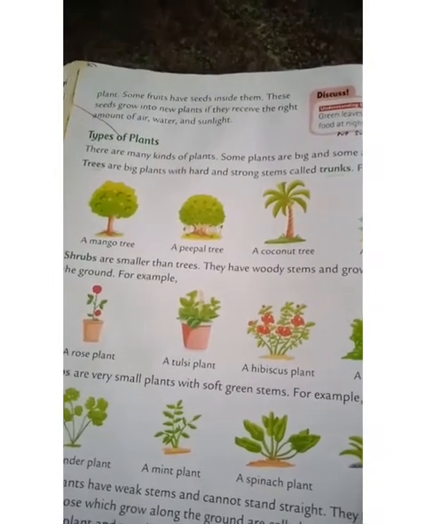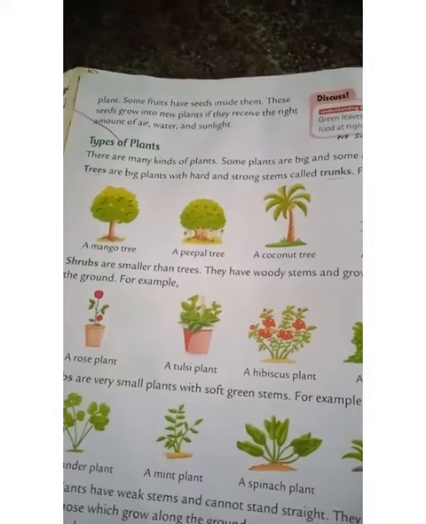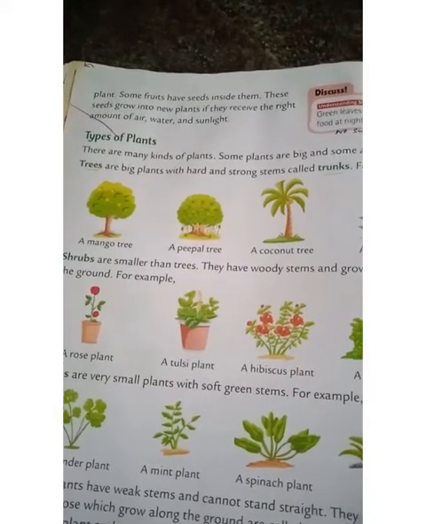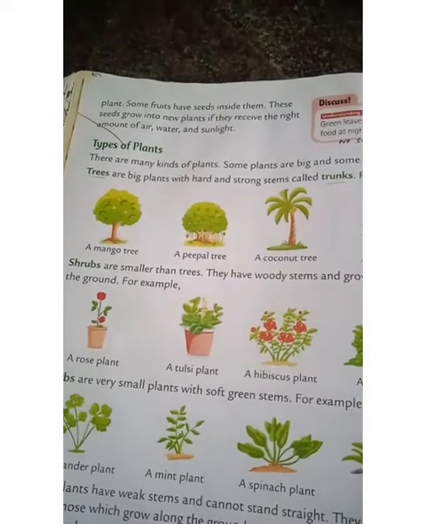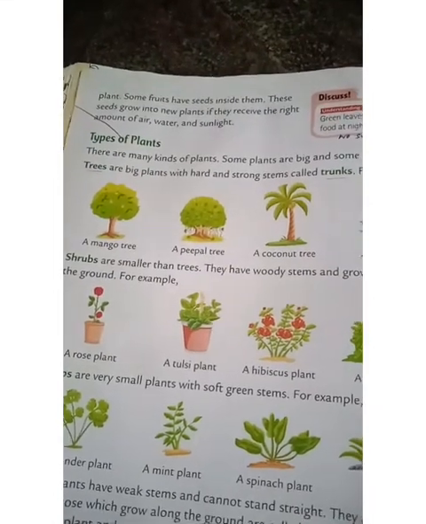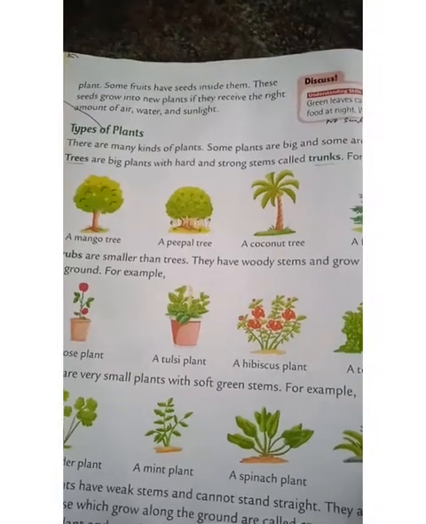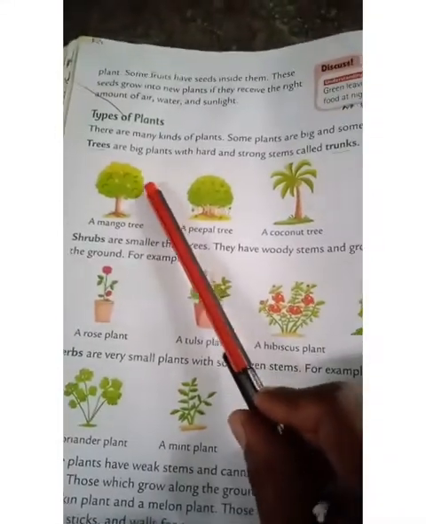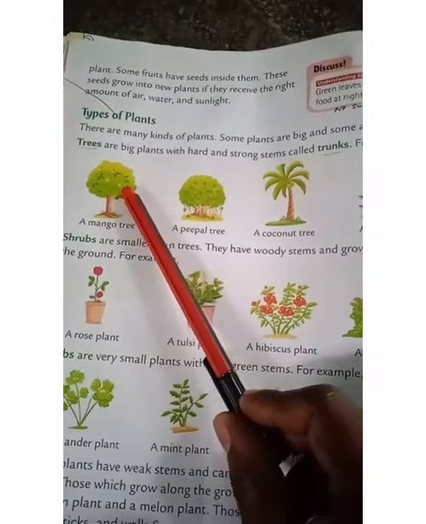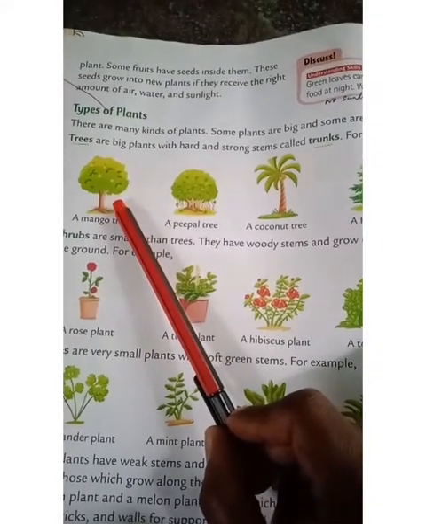Okay. So some plants are big, isn't it? Some plants are big, some plants are small. So big plants, say the example, big plants, trees. Trees are big plants. So this is the tree. This is what tree? Mango tree.